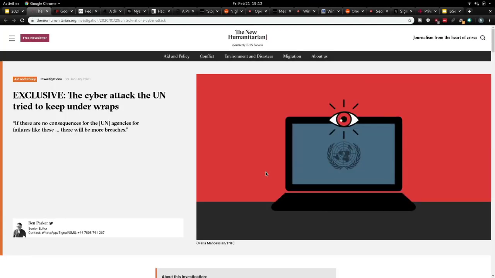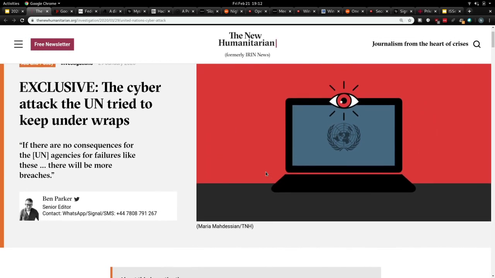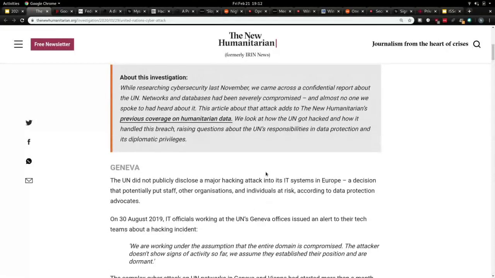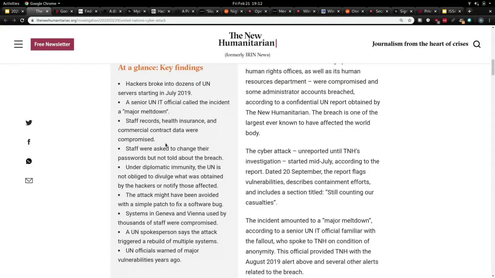Yeah, totally. So this one's kind of interesting from a policy and requirements perspective. Last year, there was a data breach into some of the UN's information systems. Allegedly, one of their sysadmins reported that some malicious entity got in and was accessing data from a lot of staff, including personal records, health info, stuff like that.